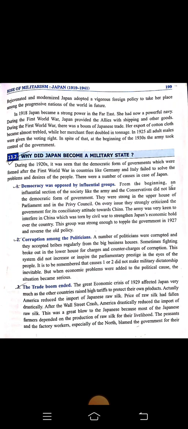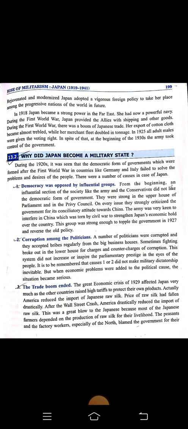From the beginning, an influential section of society like the army and the conservatives did not like the democratic form of government. They were strong in the upper house of the parliament and in the Privy Council. So the army was very keen to interfere in China, which was torn by civil war, and strengthen Japan's economic hold over the country. This group was strong enough to topple the government in 1927.